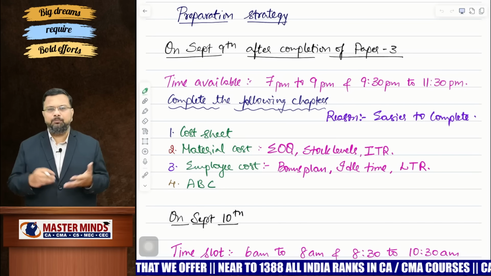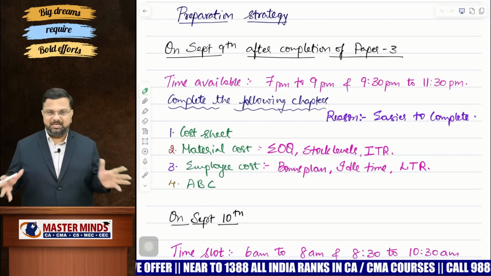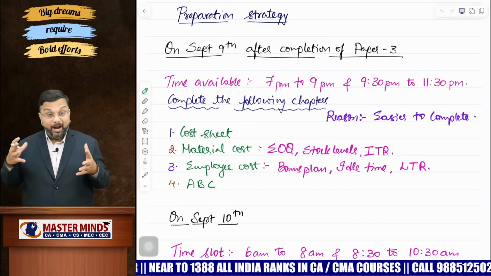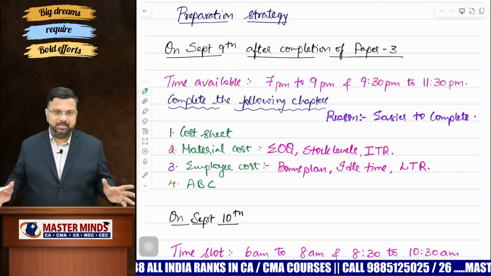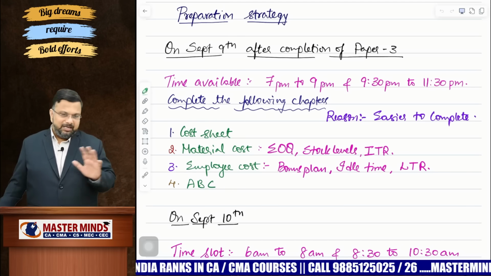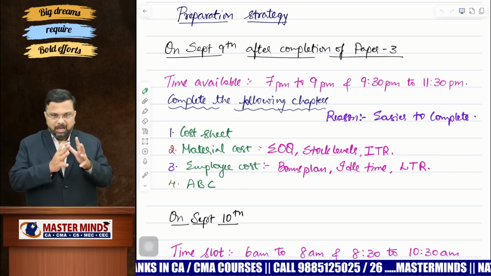In cost sheet, you don't have many models. Employee cost and material cost are quite easy. Even though you have several models in those, since they are initial chapters, they are quite easy. And ABC also is quite easy because you have only one model. A proper procedure is there.